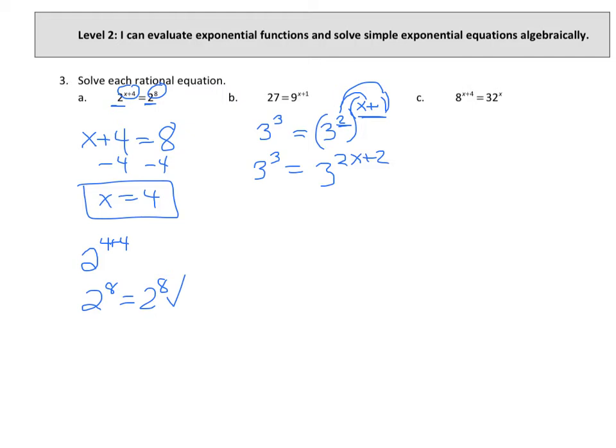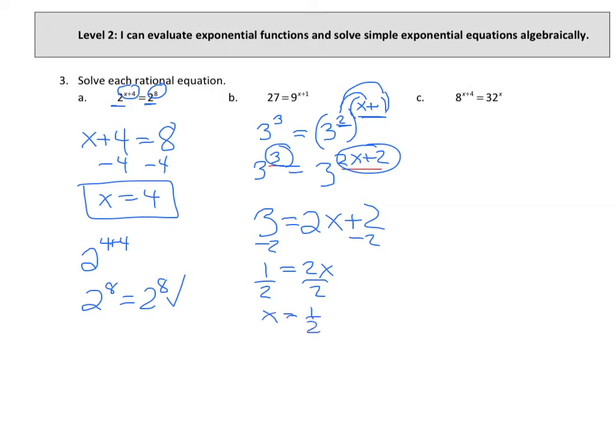So now I have this equation where both of my bases are the same, so I can just set the exponent parts equal to each other. So my new equation that I get is 3 equals 2x plus 2. So I just took those exponents and set them equal to each other. And I subtract 2 from both sides, and I get 1 equals 2x. Divide both sides by 2, and we get x equals 1/2. And that would be my answer.